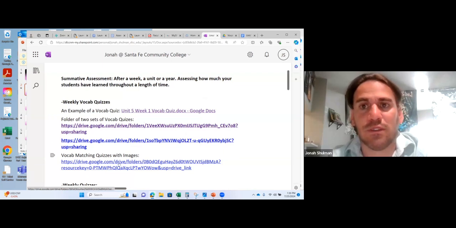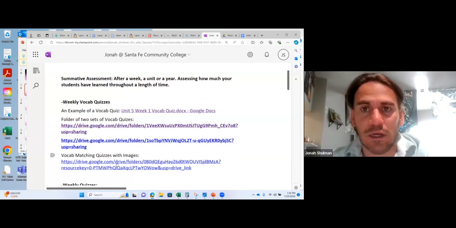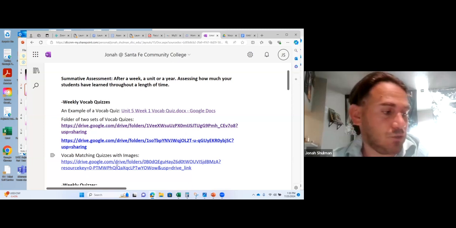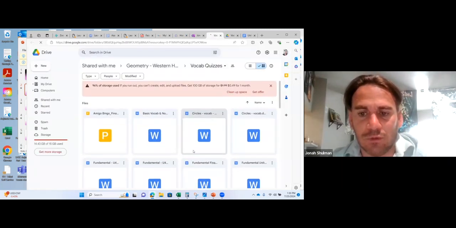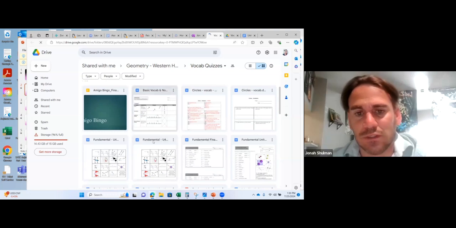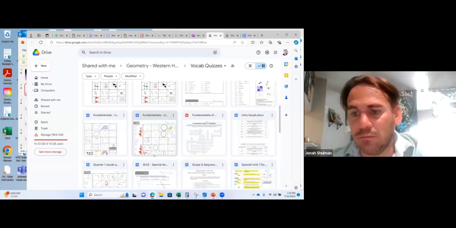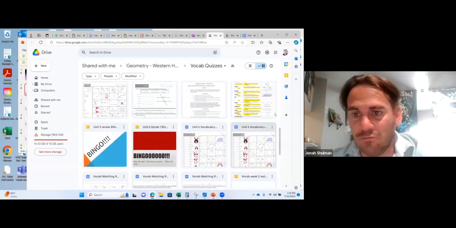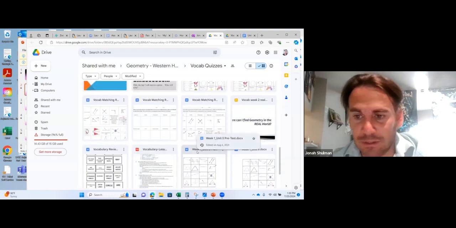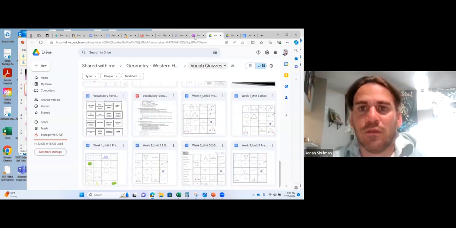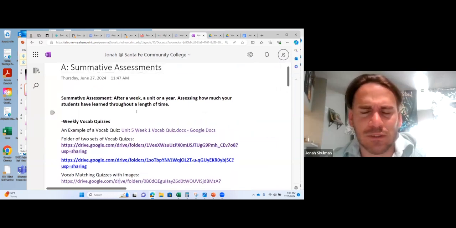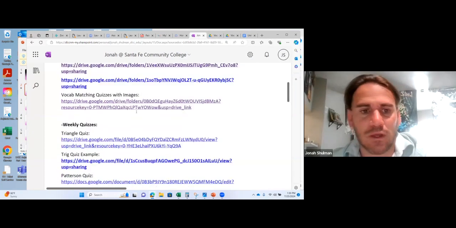But this one is one somebody at a different school made, and it has all pictures. I don't really use pictures for mine, but all of their vocab quizzes have pictures and pretty stuff. So feel free to borrow or steal whatever ones you want. I've made a couple of these, so some of these are mine that are put in, which is cool. But yeah, that's one way to do it: at the end of the week, see how many words they learned.